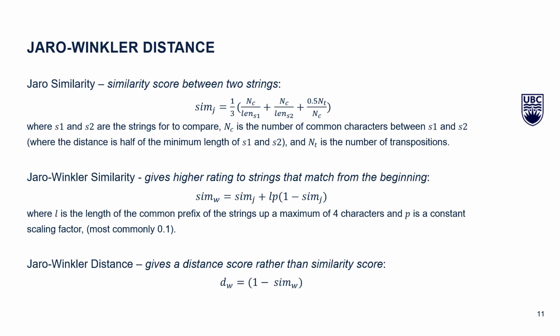The Jaro-Winkler distance measure is a variation based off the Jaro similarity measure. To calculate the Jaro-Winkler distance, we first need to start by calculating the Jaro similarity, which is a straightforward similarity score based on two strings. This will return a number between 0, completely dissimilar, and 1, exactly the same. Once we have that, we can add the Winkler variation, which will then give a higher rating to two strings that match from the beginning. Then we can finally calculate the distance score with the inverse of the similarity score.